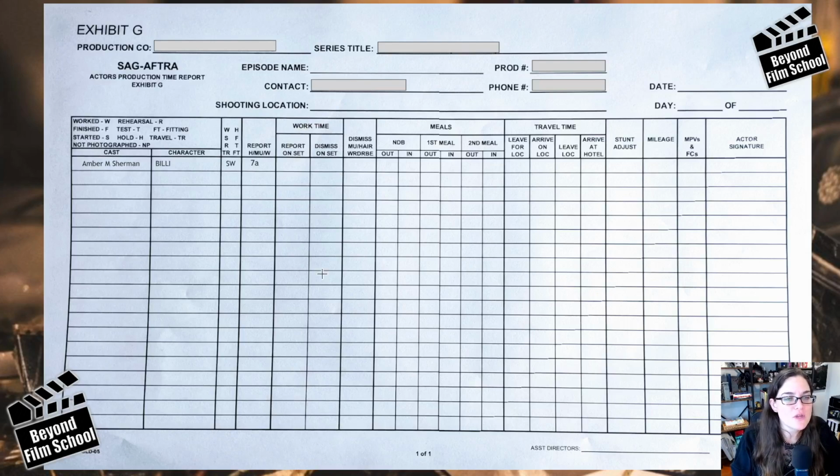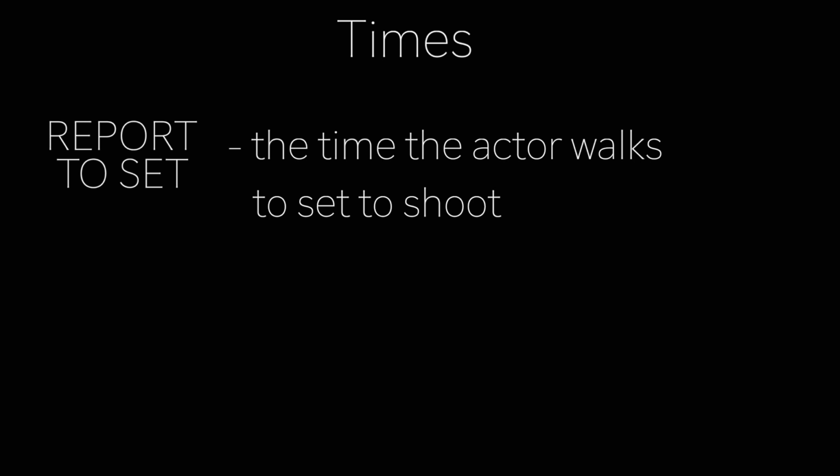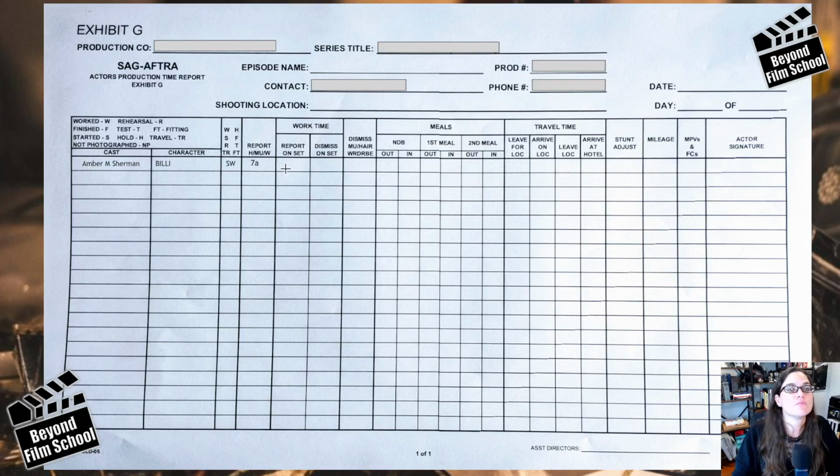The report on set, work time. So this is when they are on set. I usually do when they walk to set to shoot. Sometimes you can put when they go for a private rehearsal. I tend to put it for when they are ready to shoot. Their hair, makeup, wardrobe ready 100% and they are going to set. So let's just say that I started walking to set at 9 a.m.